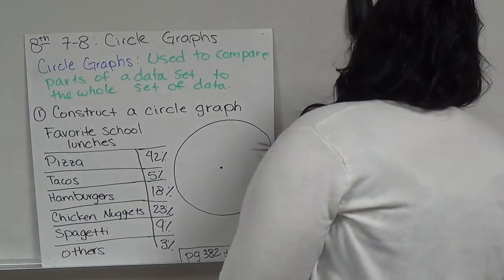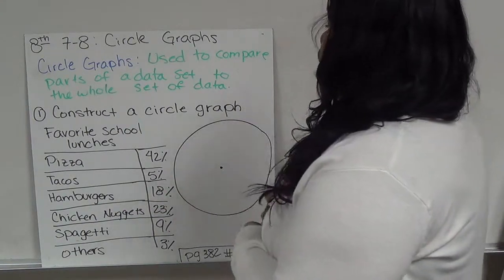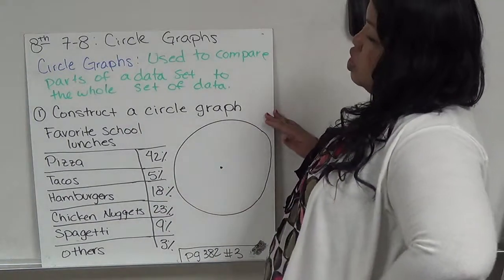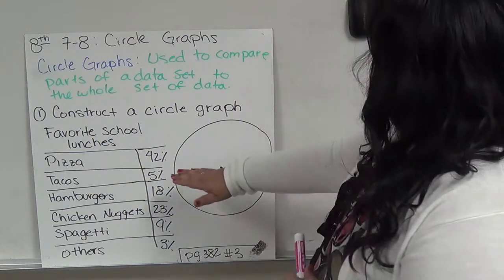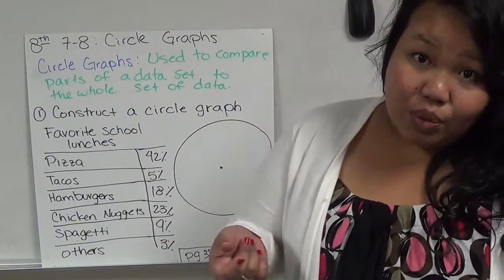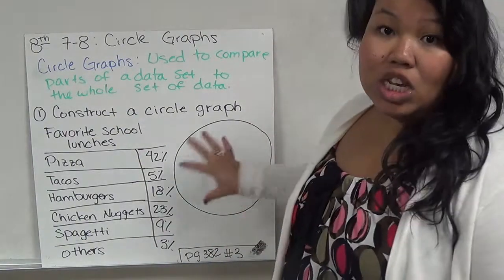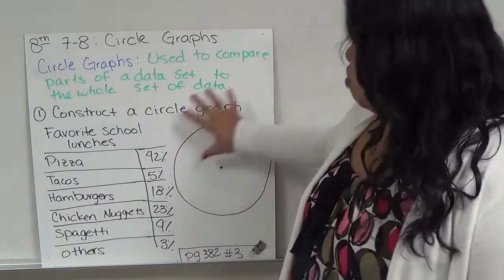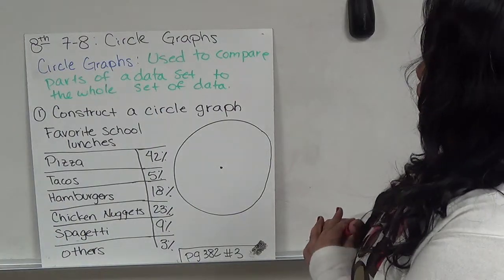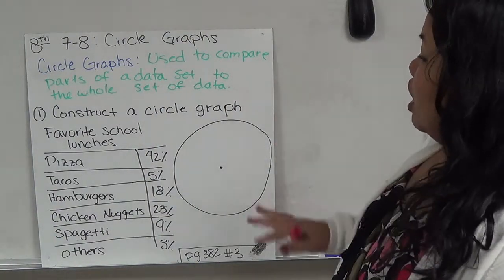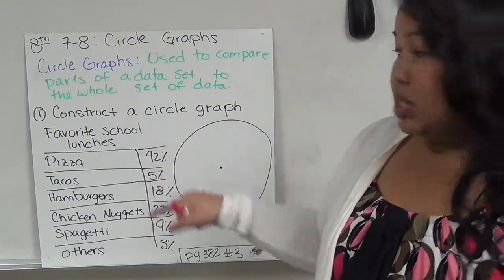It's not tough. You kind of have to eyeball it, so not everyone's going to have the exact same kind of graph. So number 1 wants us to construct a circle graph according to favorite school lunches. Now, the most exact way to do it is to take this and put it into 100 slices because each circle represents 100%. Okay? So each circle represents 100%. And so I'm going to be representing a certain chunk of that circle according to the percentage.